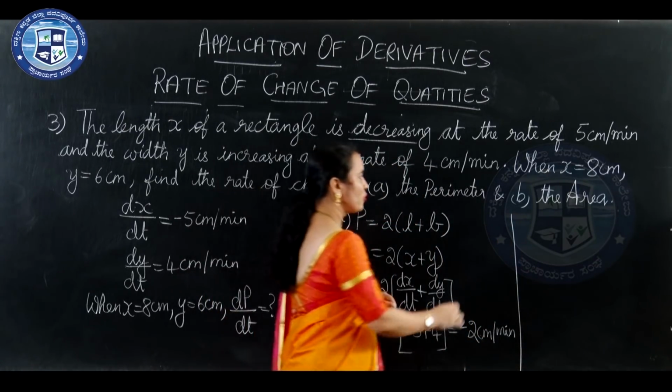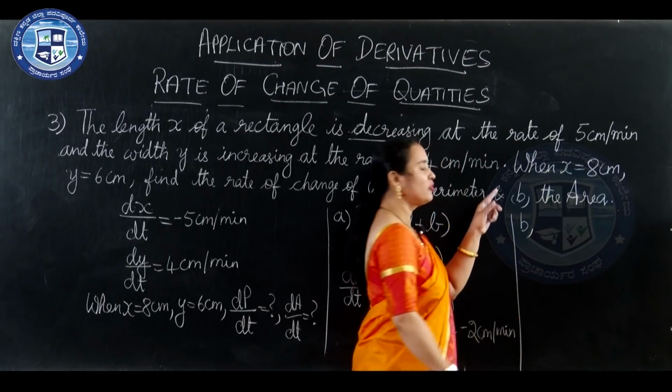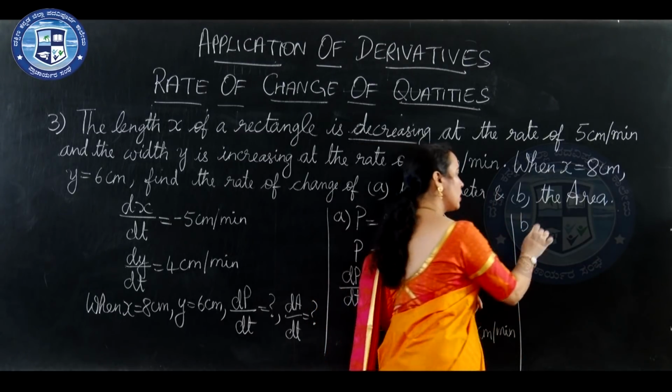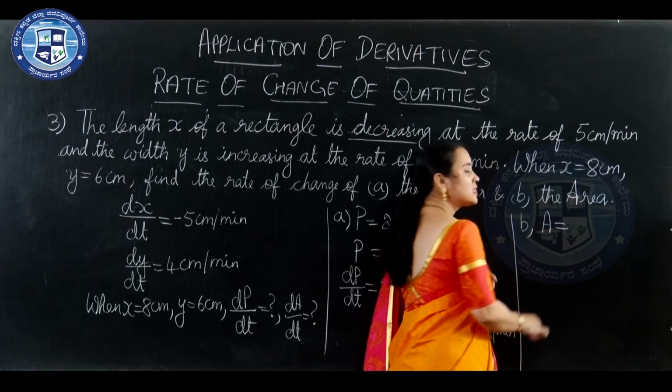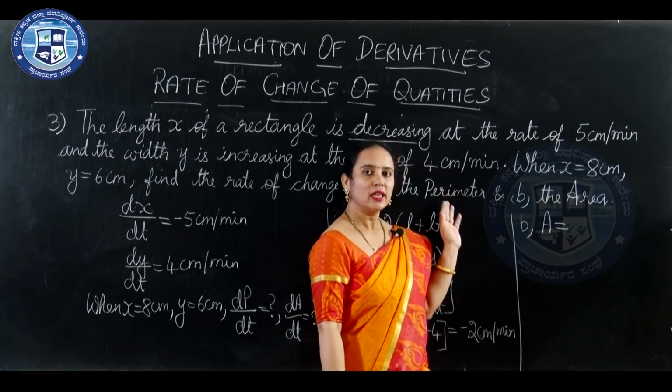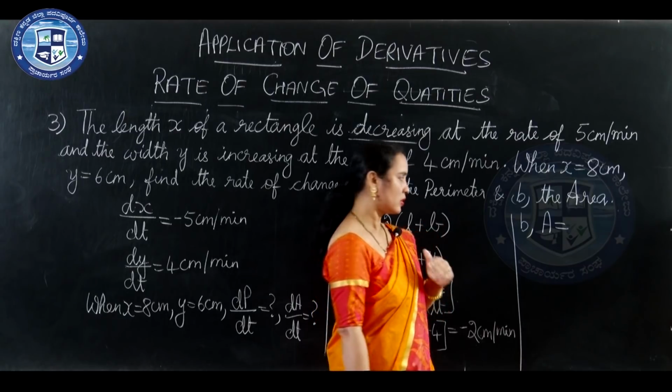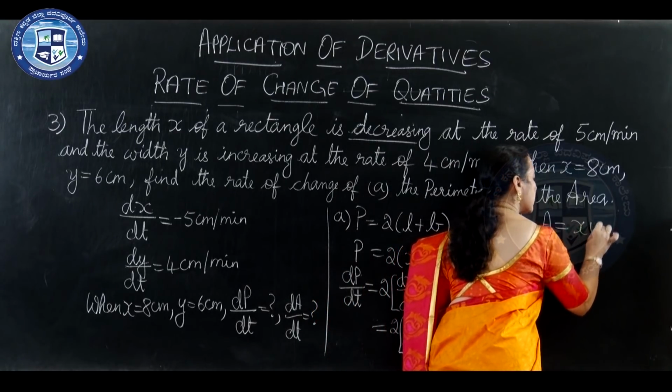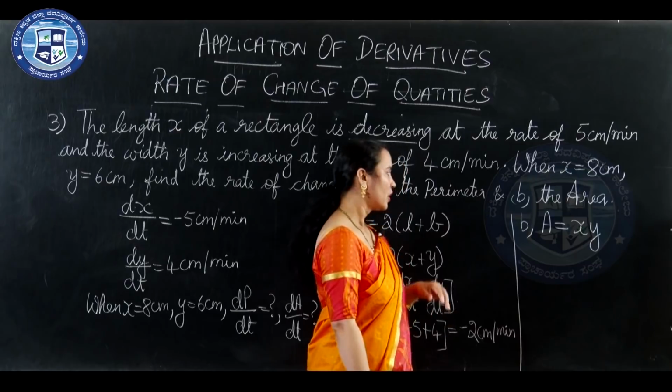Next, let us go for the B division. You have to find area of a rectangle. So, area of a rectangle is length into breadth. Here length is x and breadth is y. So, we will take it as x into y.